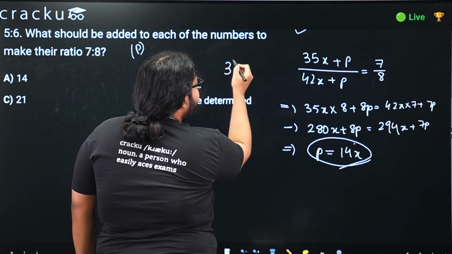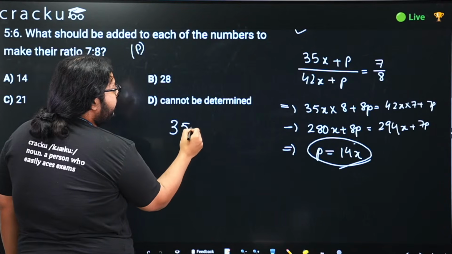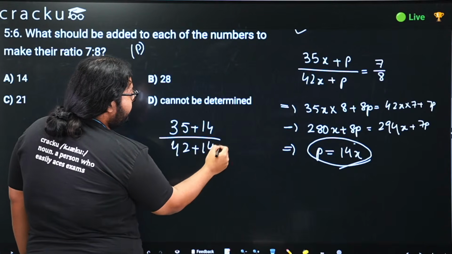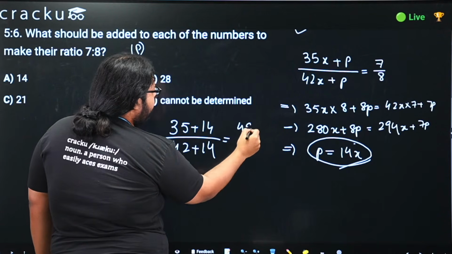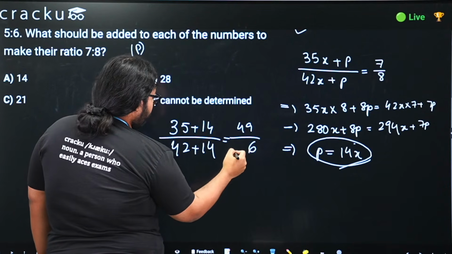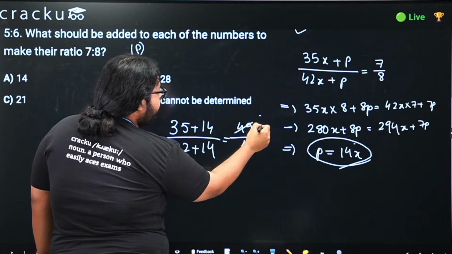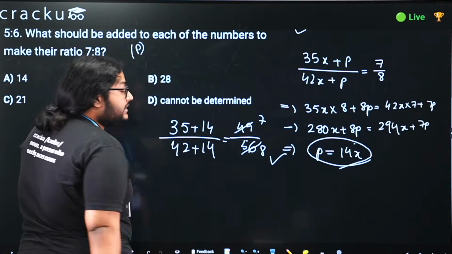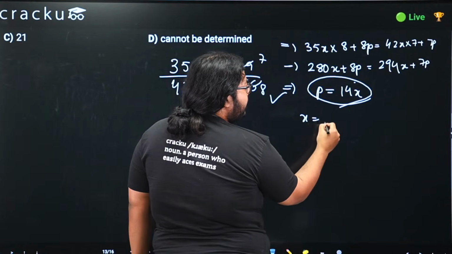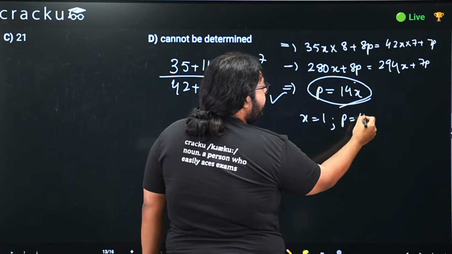If I have 35 and 42, and I add 14 to 35 and 14 to 42, I get 49 divided by 56. So that gives me a 7:8 ratio. This is fine, but this is when x is equal to 1. If I put x equal to 1, I get p as 14.